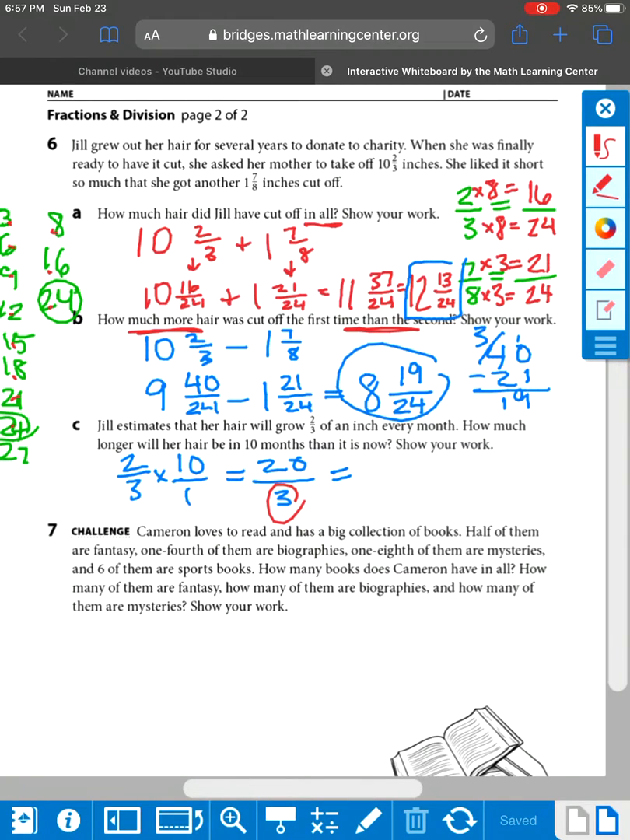And let's see, 3, 6, 9, 12. Oh, I can look up here. 3, 6, 9, 12, 15, 18. And if I get to 21, I go too much. So that would be 6. And I know that's 18 thirds that I just used to get my 6 wholes. So I would have 2 thirds left over. So it would grow 6 and 2/3 inches longer.